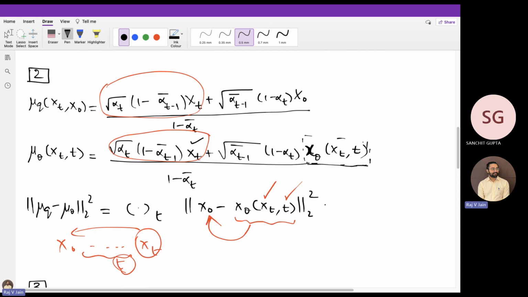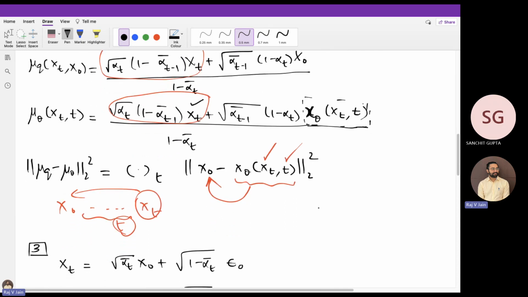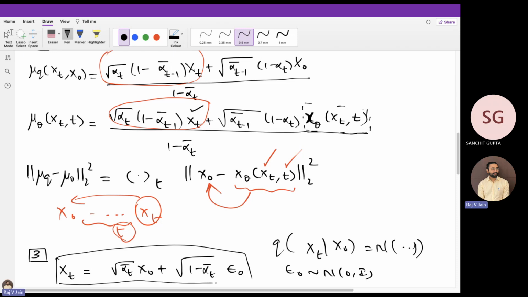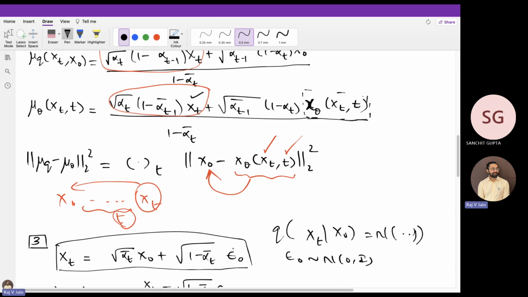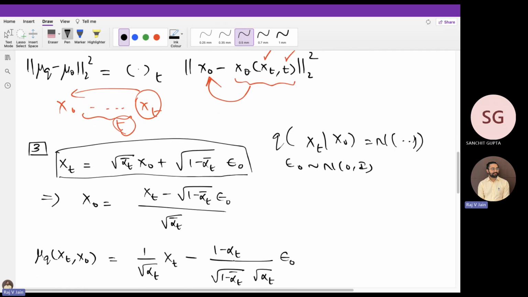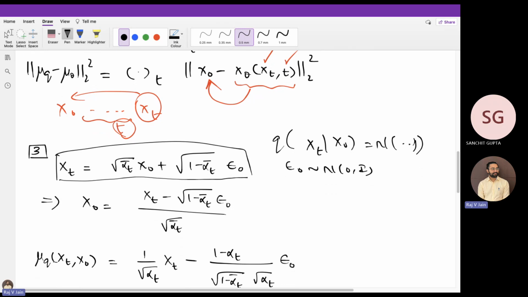Okay. Now we'll look at one more parameterization. Let's say I know how I can get xt from x naught. Xt is basically some Gaussian distribution we discussed, because q of xt given x naught is some Gaussian. And if I write that Gaussian in this format, where epsilon naught is some Gaussian noise, I get this form. So xt is basically scaled x naught plus some noise. This means I can write x naught as xt minus the noise, divided by this factor root alpha t bar.